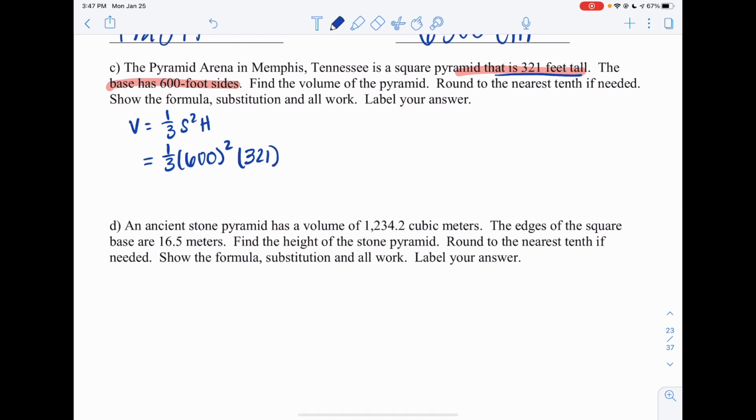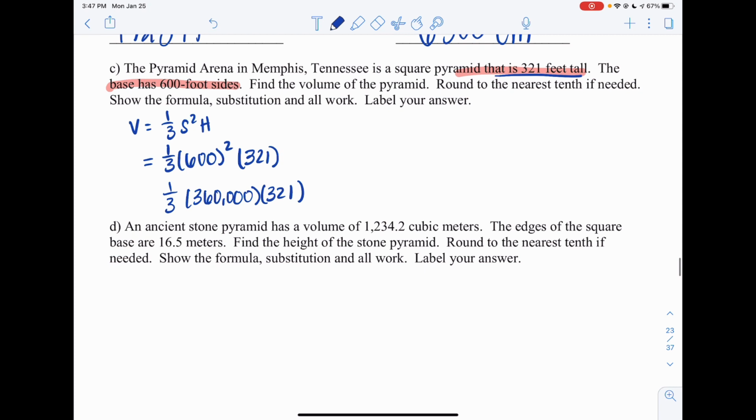Okay. Now, starting to simplify, I have 600 squared, which is going to equal 360,000. And I'm going to bring the rest of the values that I have not multiplied. Okay, and then when I multiply 360,000 times 321 times 1/3, or dividing it by 3, my final answer is going to be 38,520,000 cubic feet. Okay, it's big numbers.